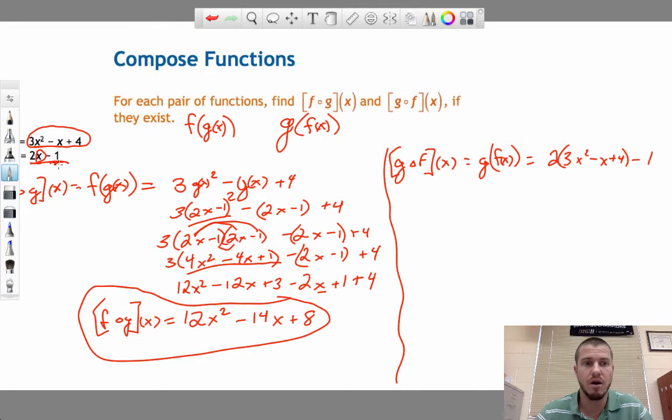Don't forget that part comes from here. So distribute the 2: 6x squared minus 2x plus 8 minus 1. Combine your like terms, I get 6x squared minus 2x plus 7. And that's it. It can also, again, be written this way.